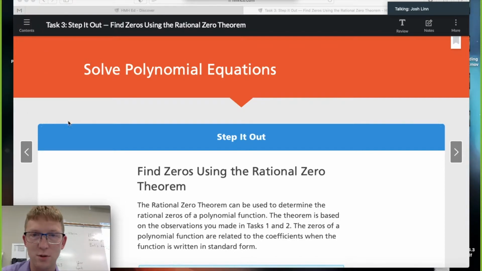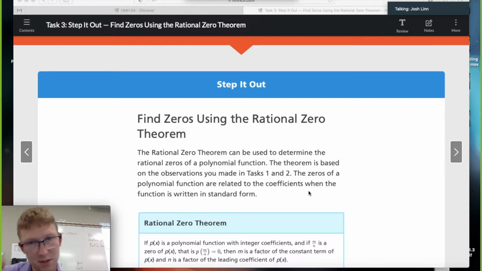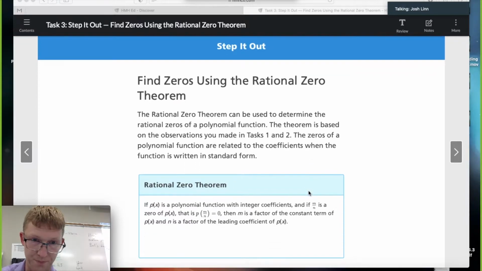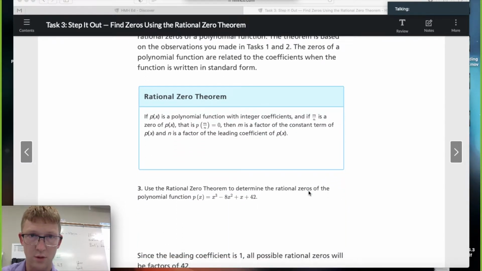So find zeros using the rational zero theorem. So the rational zero theorem can be used to determine the rational zeros of a polynomial function. The theorem is based on the observations you made in task 1 and 2. The zeros of a polynomial function are related to the coefficients when the function is written in standard form. So here is the rational zero theorem.